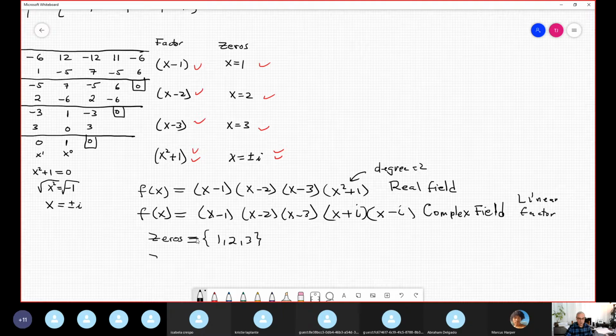Suppose no, total zeros include complex, total. It's obvious that we have 5. It's 1, 2, 3, and i, or plus or minus i, you can write it like that. Or 1, 2, 3, i positive and i negative. In total, 1, 2, 3, 4, 5. Super clear or super confusing?